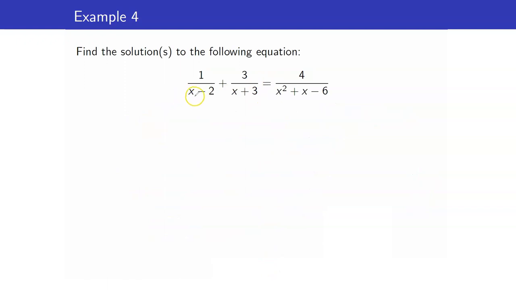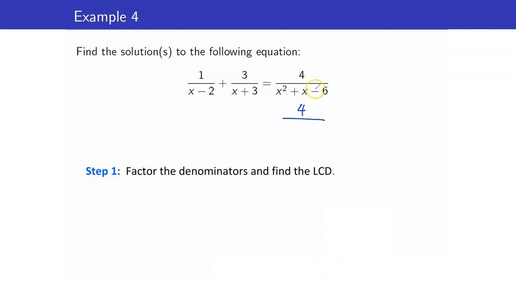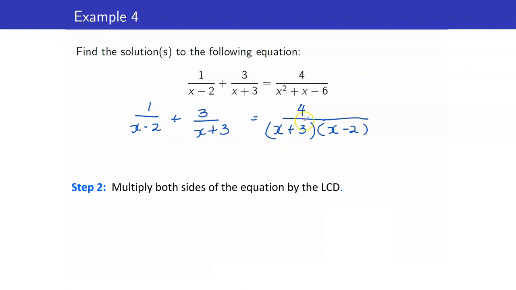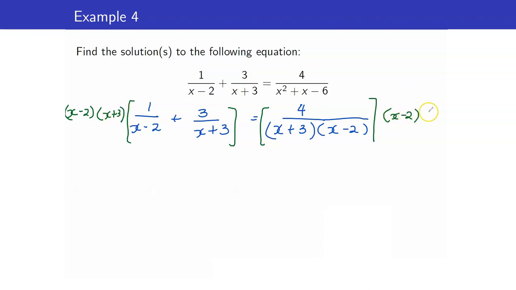For our next example, we have this. Take note that we can factor x squared plus x minus 6. What is that? Negative 6 that will add up to positive 1. What is that? We have x plus 3, x minus 2, right? What would now be the LCD? x minus 2, x plus 3, x plus 3, x minus 2. It is just this one. The LCD is x minus 2, x plus 3.